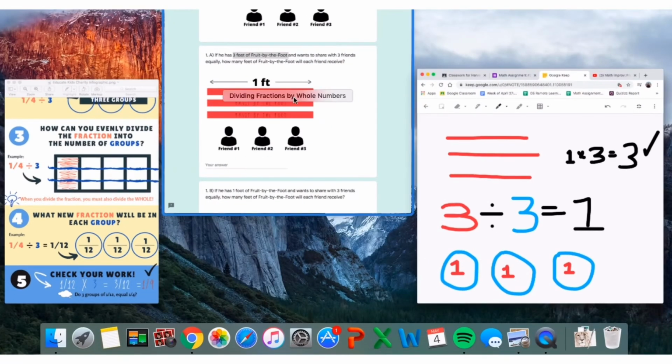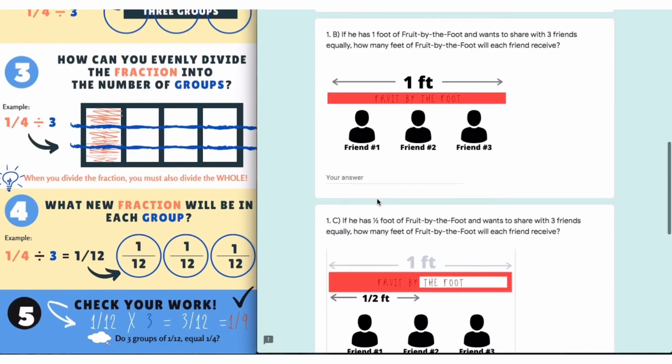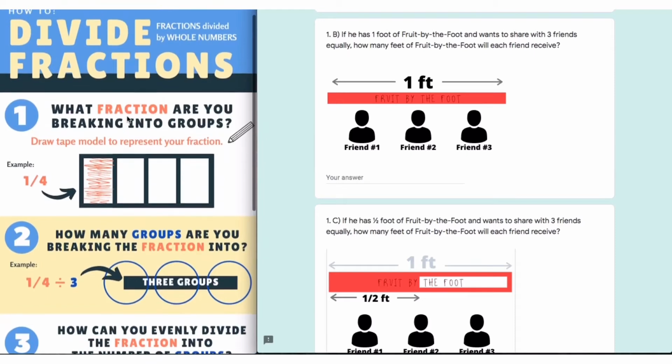Now we have B. B reads, if he has 1 foot of fruit by the foot and wants to share with 3 friends equally, how many feet of fruit by the foot will each friend receive? So I'm going to start at the top again.